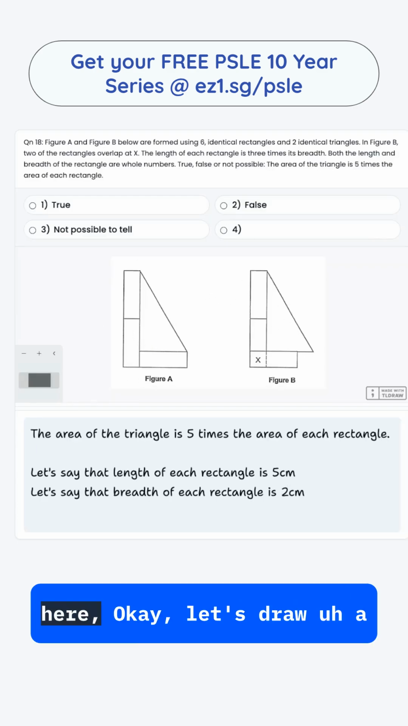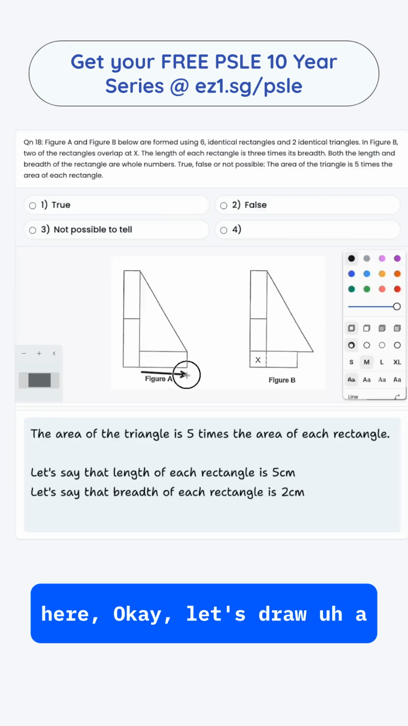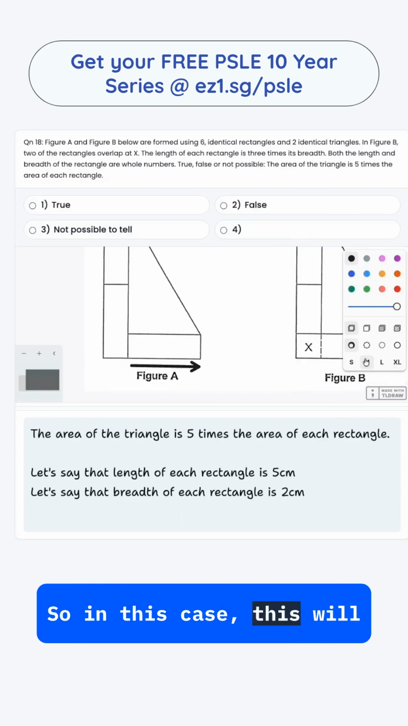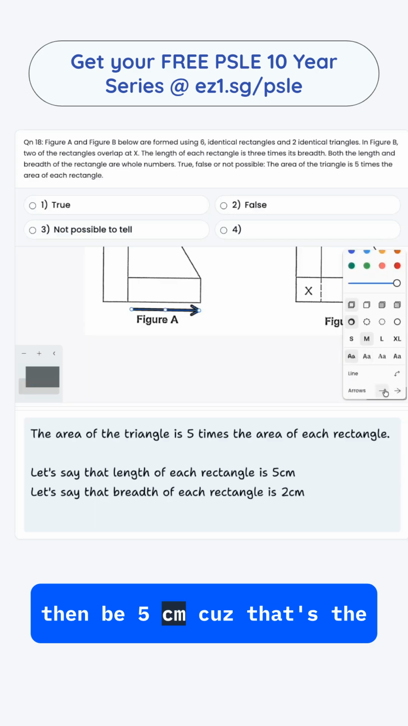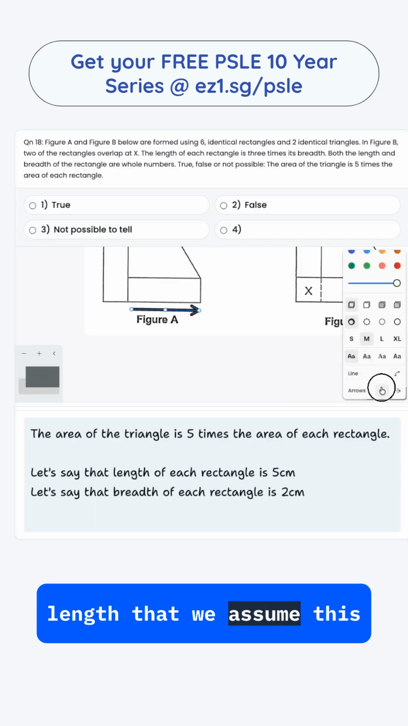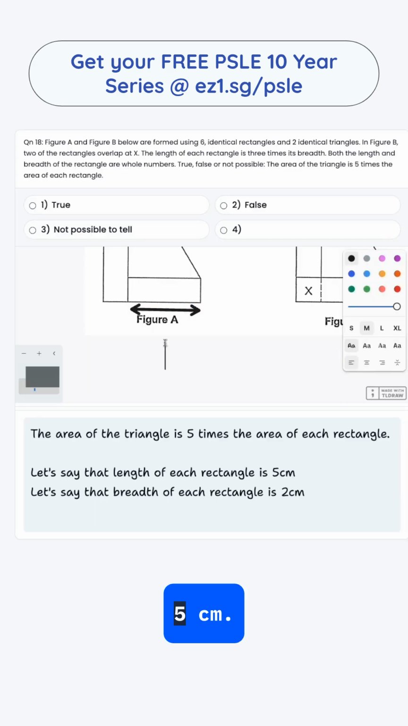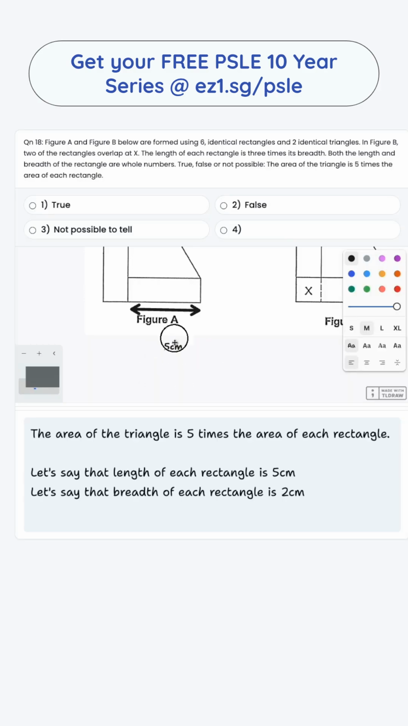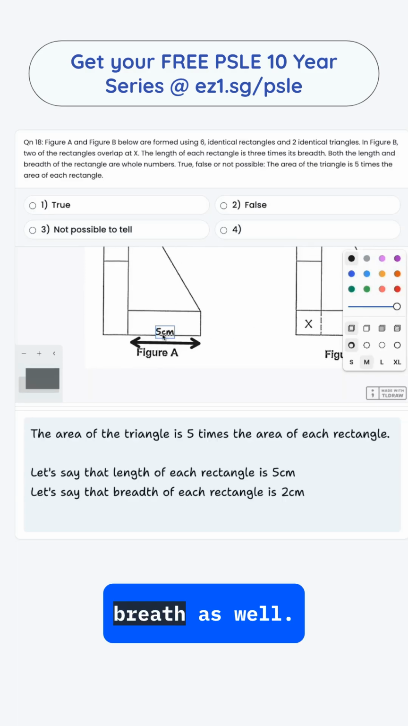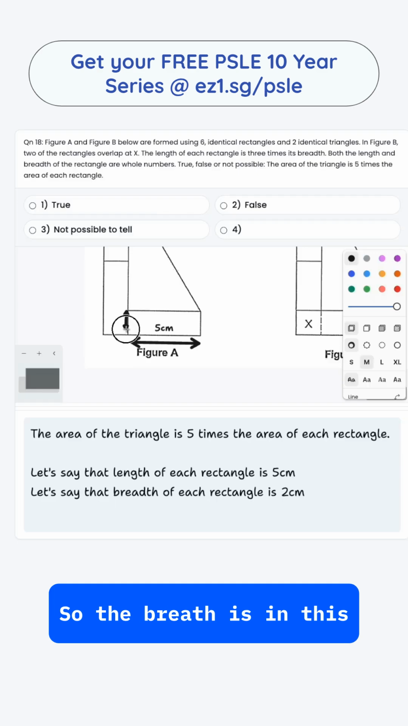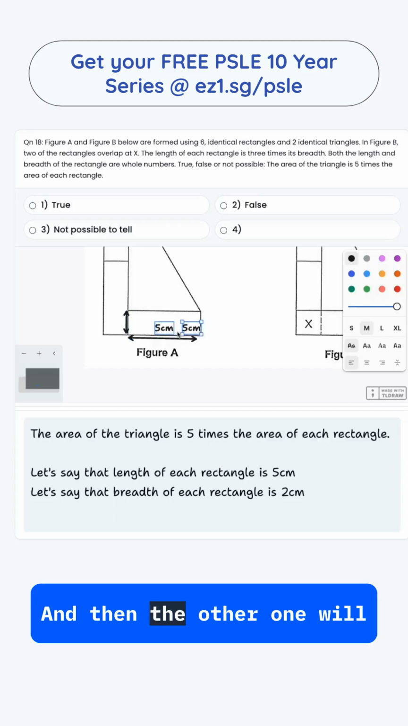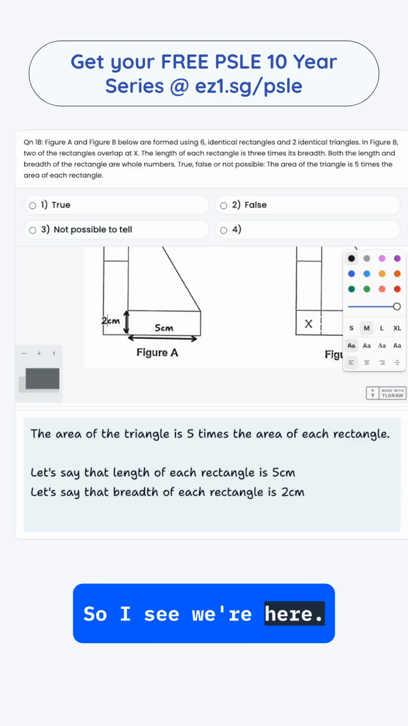Okay, in this case over here, let's draw a way for us to just see how it looks. So in this case, this would then be 5 centimeters because that's the length that we assume this will be. So I'm going to write here 5 centimeters. And then we also have the breadth as well. Let me make this too small. So this will be 5 centimeters, and then the other one will be 2 centimeters. That's what I see over here.